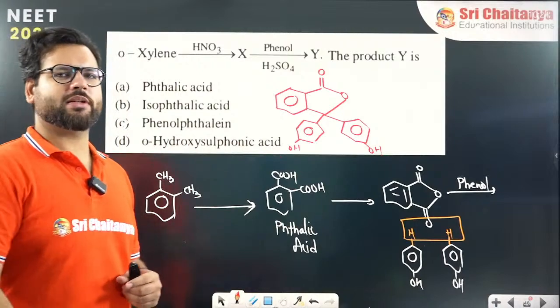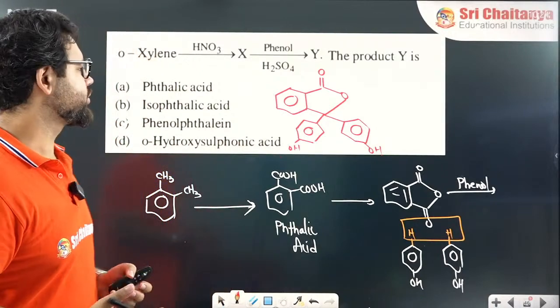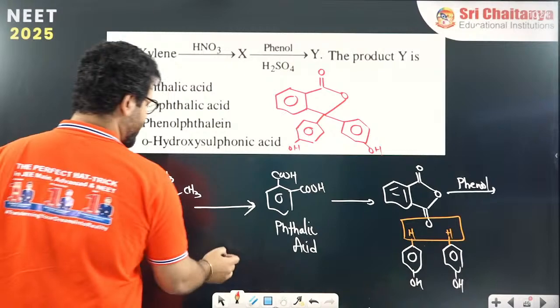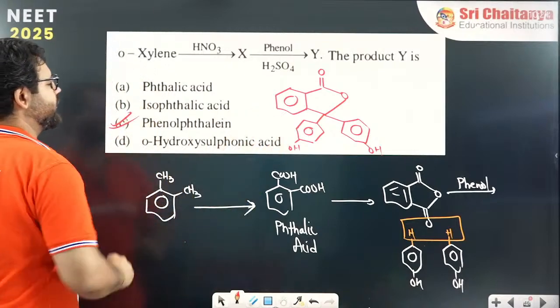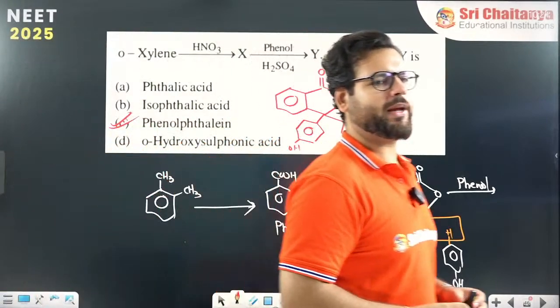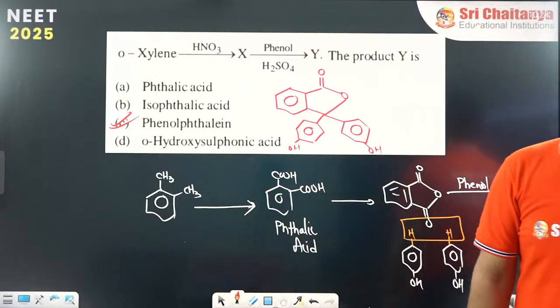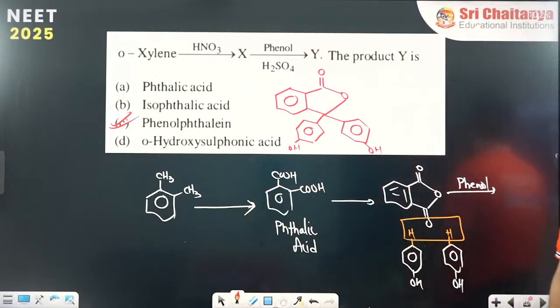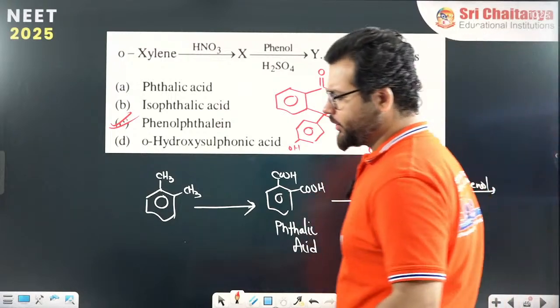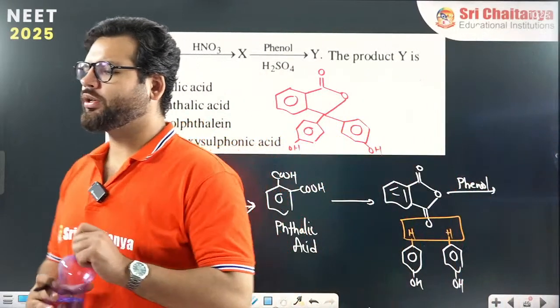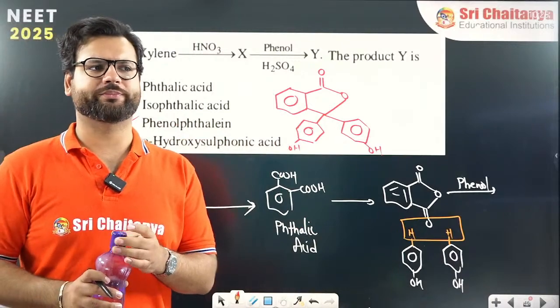Because practical chemistry is there in your syllabus, so you should know the structure of phenolphthalein as well. This is the structure of phenolphthalein. So this is phenolphthalein. It is pink in basic medium. It is colorless in acidic medium. It is used as a acid-base indicator whenever you are doing a titration using a strong base.